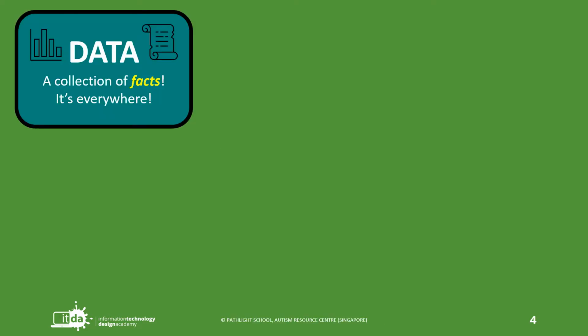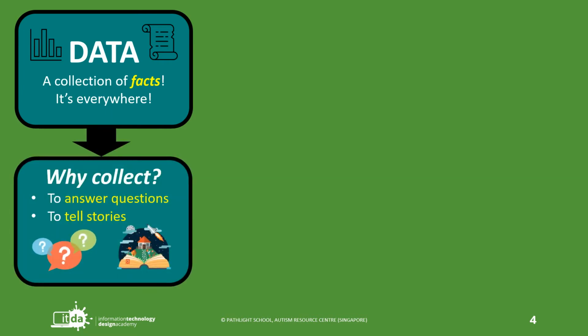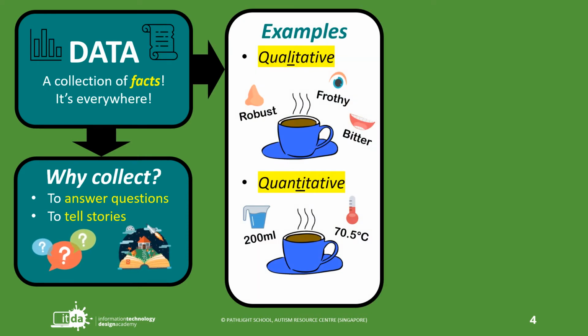So we learned that data are collections of facts that are everywhere. And why do people work with data? Is because they want to answer questions or they want to tell stories. We learned that there are different types of data: qualitative, which involve data with words, and quantitative, data with numbers. And we learned that for quantitative data with numbers, numbers can either be discrete or continuous.